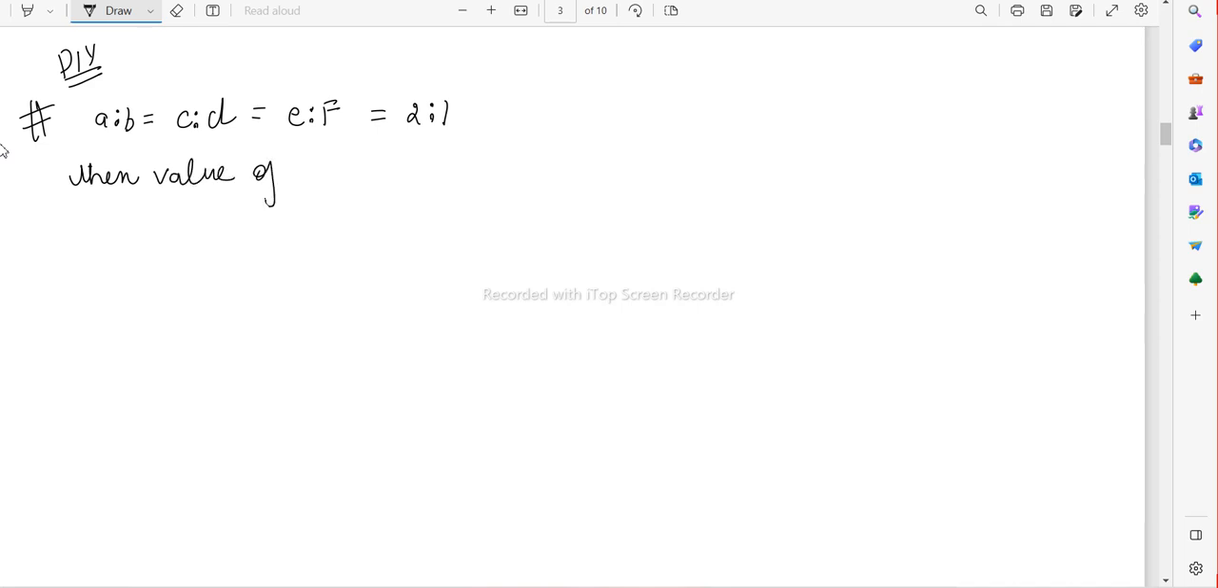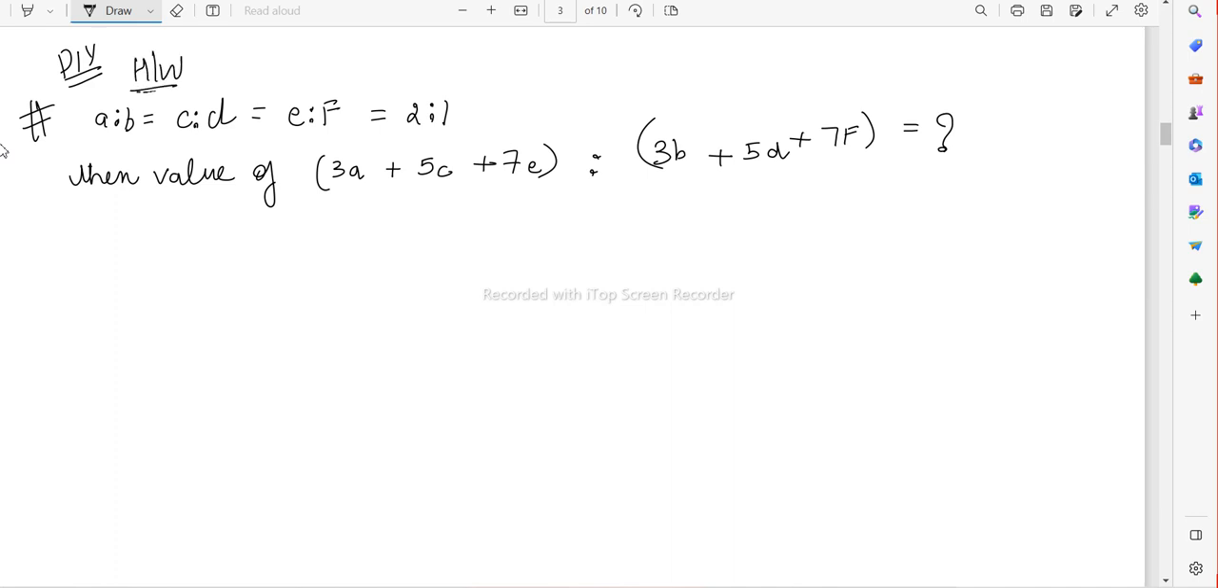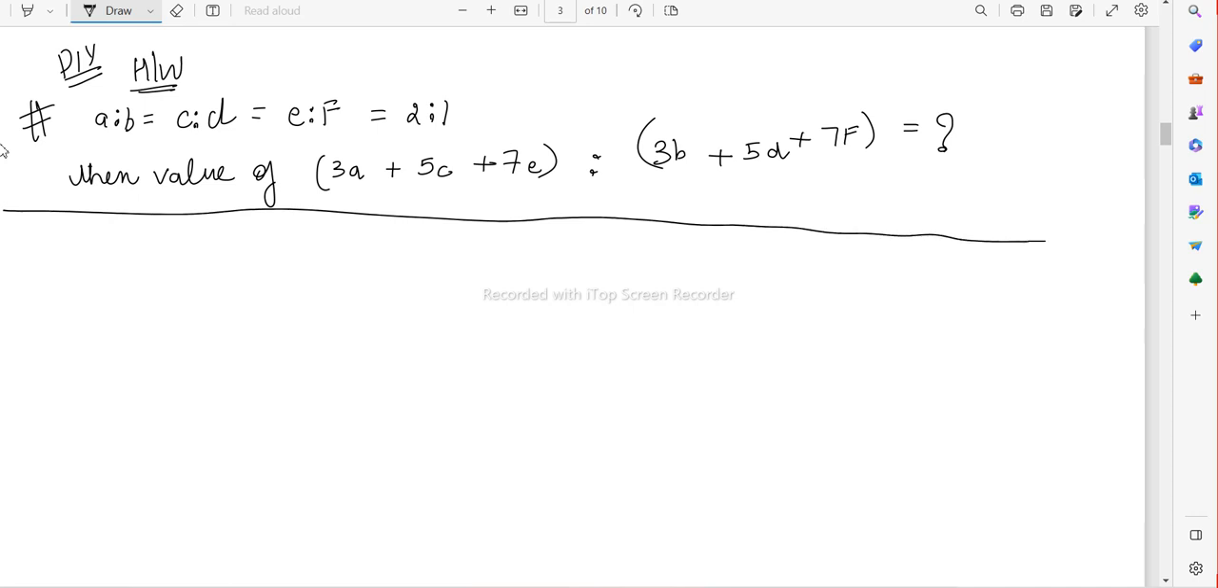Then the value of 3a plus 5c plus 7e ratio 3b plus 5d plus 7f is equal to what? So this is a homework question. You can just try this out, and if you are able to get the answer, you can write to me in the comment box below. I'll share with you the solution video. This is very, very easy.